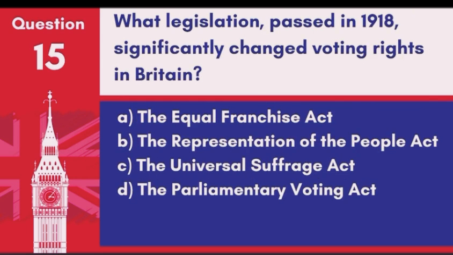Question 15. What legislation, passed in 1918, significantly changed voting rights in Britain? A. The Equal Franchise Act. B. The Representation of the People Act. C. The Universal Suffrage Act. D. The Parliamentary Voting Act.